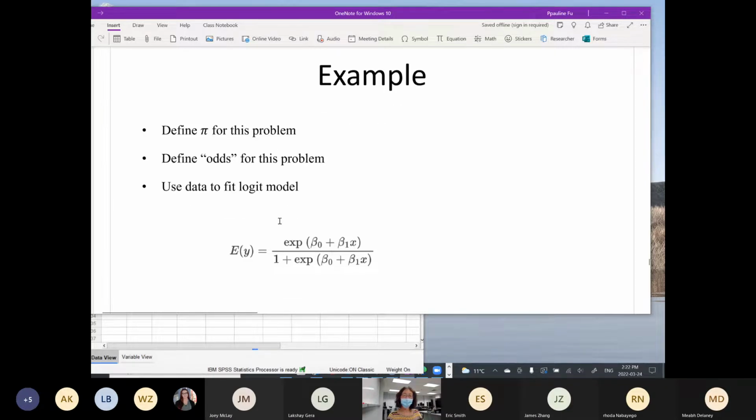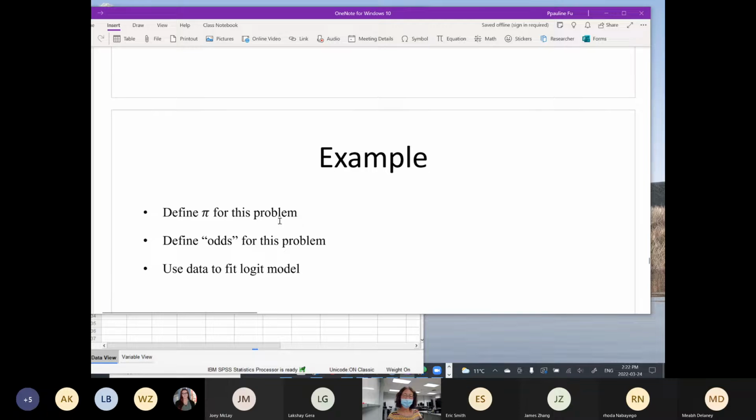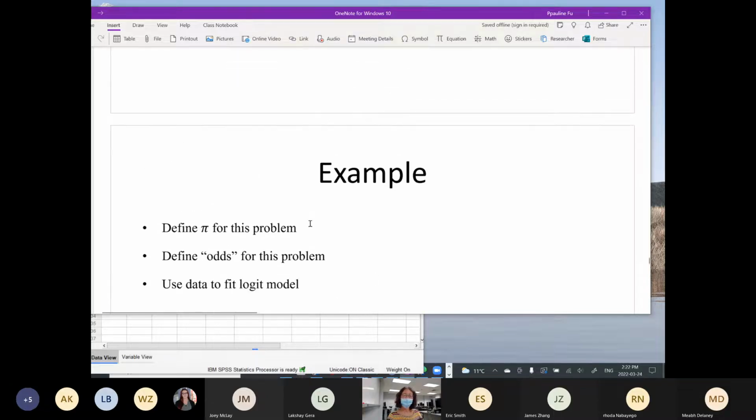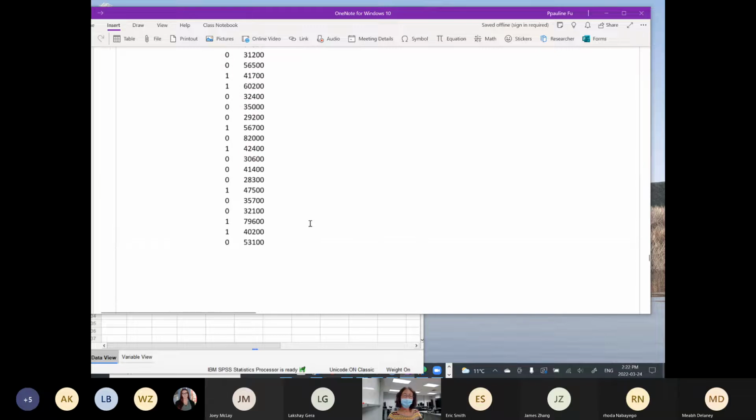So specifically, what we are going to do with this data, answer 3 questions. 1, define pi for this problem, and then define odds for this problem. Finally, fit data, use data to fit the logistic model. Logistic model has another name. It is just logit model.